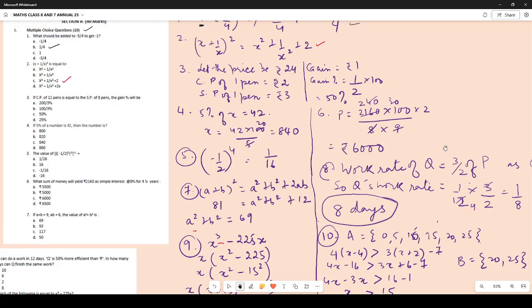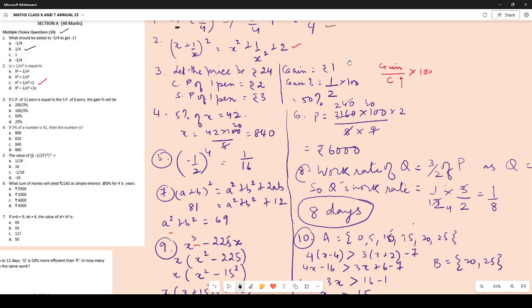So gain percent, you know what the formula for gain percent is? Gain percent is gain by CP into 100, right? That is your formula for gain percent. So 1 rupee by 2 rupees is equal to 1 by 2 into 100. That gives you the answer as 50%. So this will be your answer.